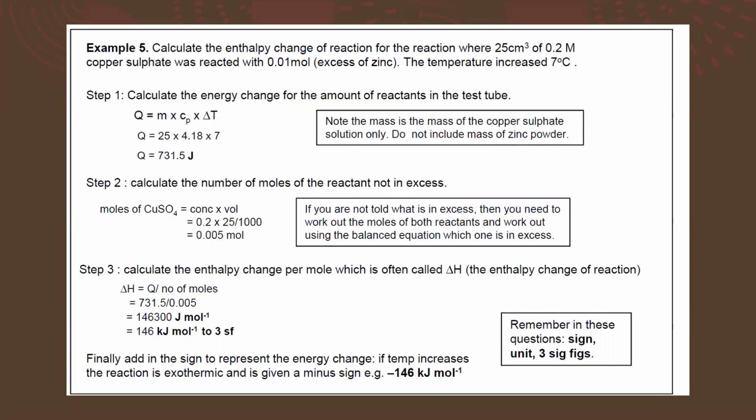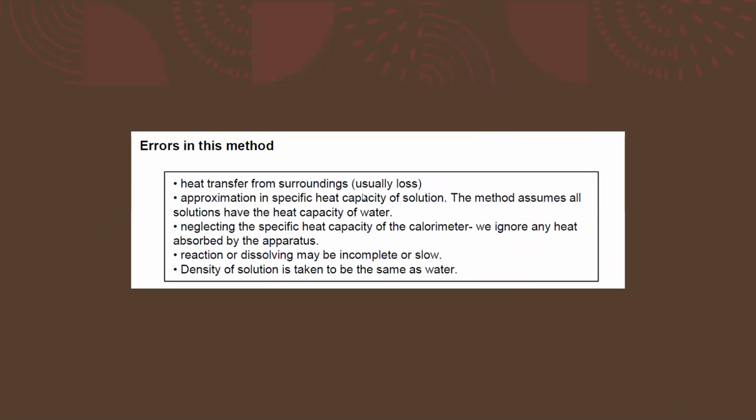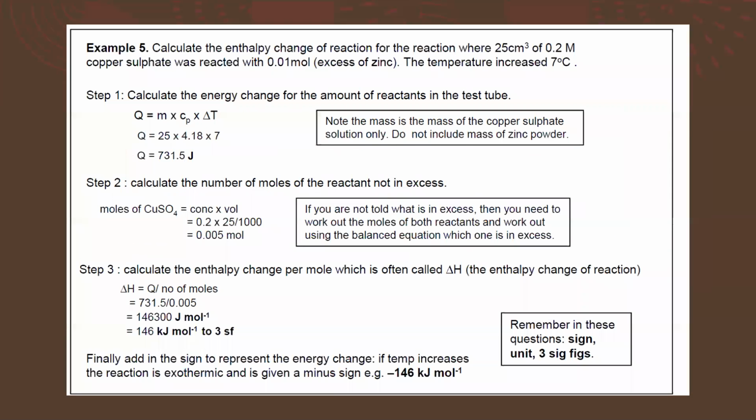So even here, if they ask what could be the sources of error here, as we discussed, maybe some of the heat transfers to the surroundings, maybe the specific heat capacity of the solution, we assumed it's the same as for water. That is the wrong assumption. We did not consider the calorimeter, even the copper which is formed absorbs energy, and maybe the reaction might not be complete, or the density we took of the solution is the same as for water, but in practice it will be different.